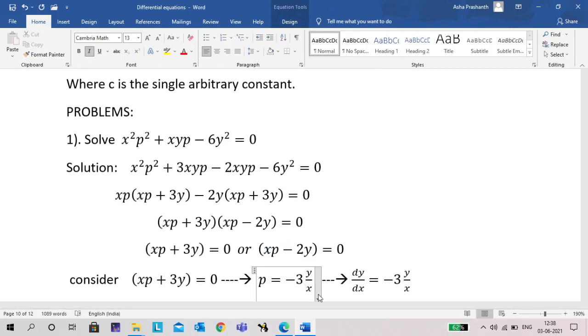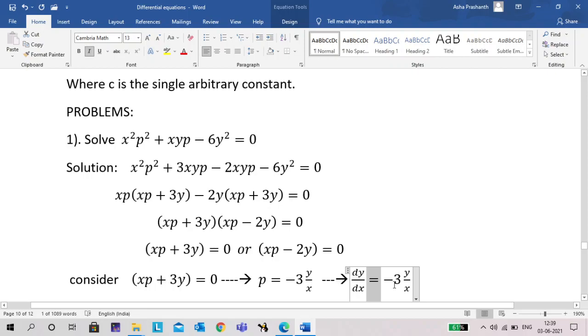Then each term can be equated to 0. xp plus 3y is equal to 0 and xp minus 2y is equal to 0. Okay, so I am going to consider the first term, that is xp plus 3y is equal to 0. Okay, what will we get? p is equal to minus, 3y comes to this side and becomes minus, right? p is equal to minus 3y by x. What is p? p is nothing but dy by dx. So dy by dx is equal to minus 3 times y by x.